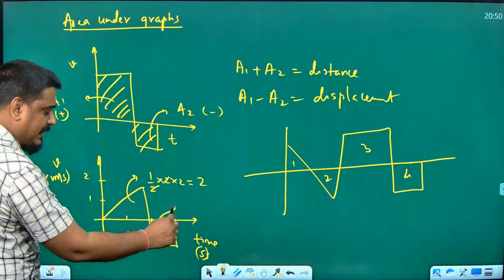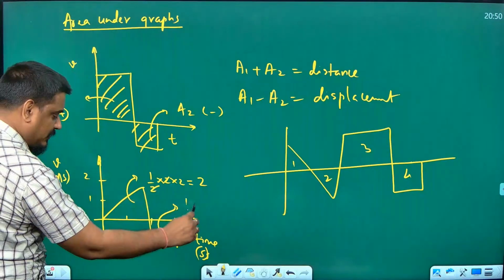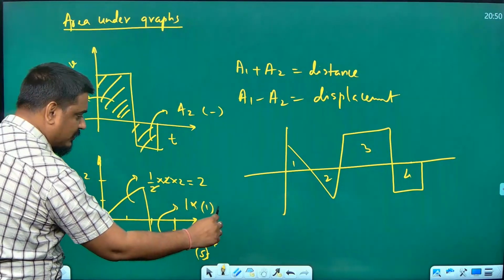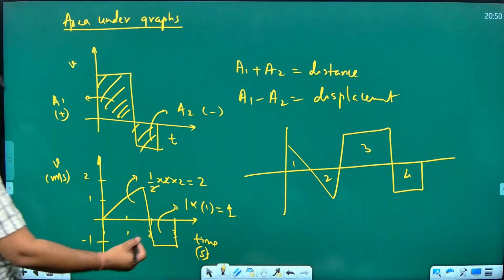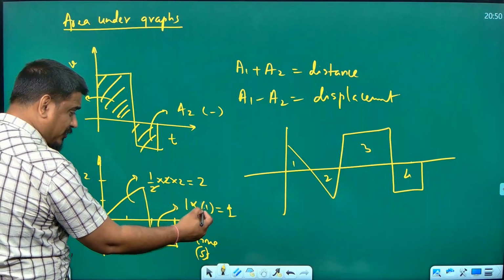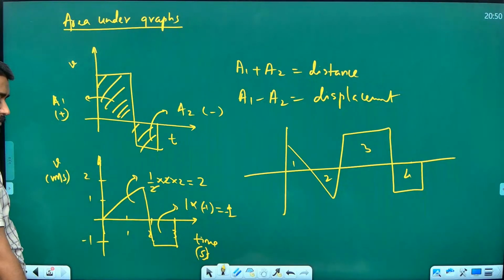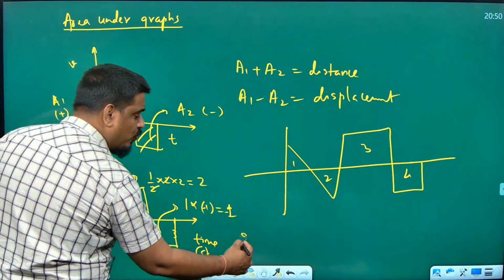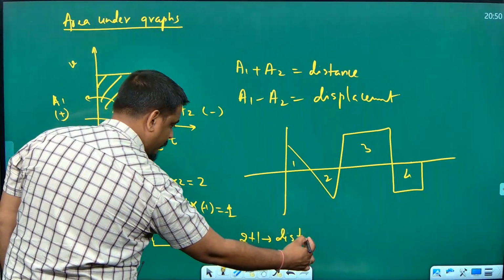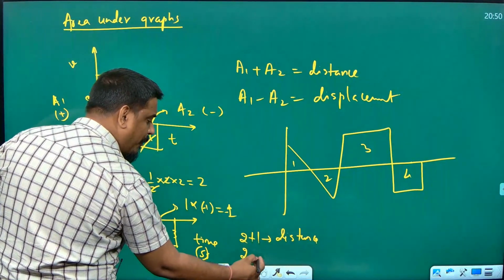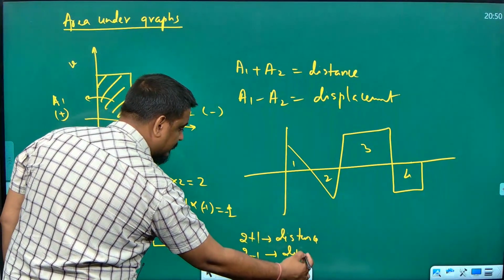And here what is the area? Length into breadth. Length is 1, this is also 1. Actually, it is minus, so I will take it as only 1. So, basically it is 1 into -1, so I will take -1. If I do 2 plus 1, I will get distance. If I do 2 minus 1, I will get displacement.